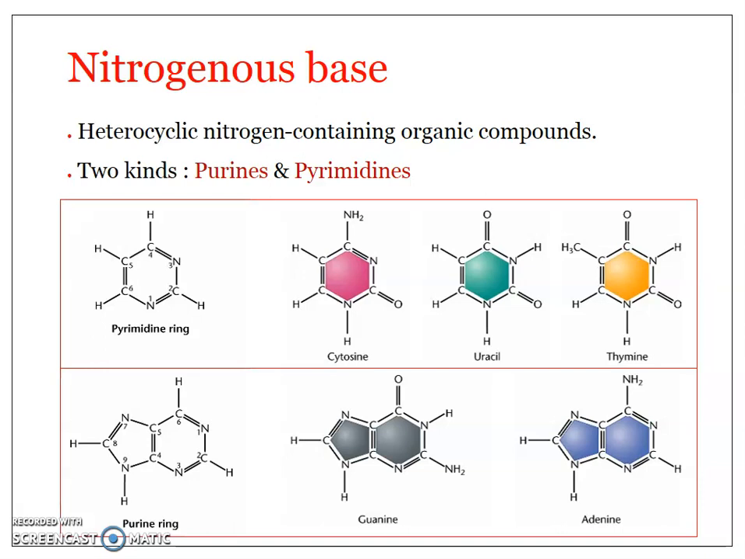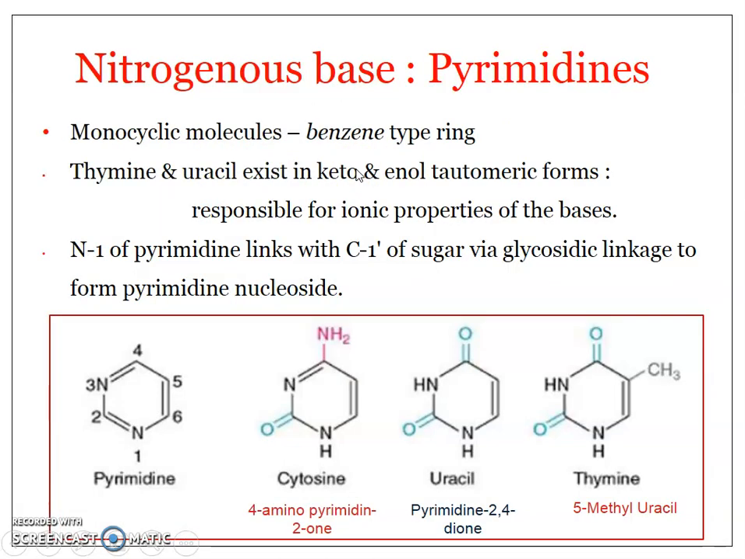Now looking into the structure of nitrogenous bases, as we have already seen, they are heterocyclic nitrogen containing organic compounds, and there are two kinds of nitrogenous bases, purines and pyrimidines. Looking into the structure of pyrimidines, they are monocyclic molecules, and they have a benzene type 6-membered ring, and since it is a heterocyclic compound, they have nitrogen on the first and the third position. There are three kinds of pyrimidines, that is cytosine, uracil, and thymine.